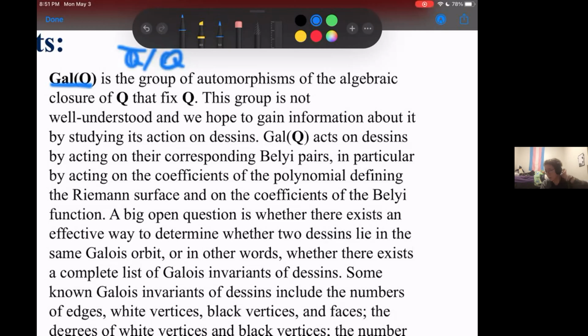Right, and so we still don't really understand this action too well. That's kind of the question: given this action, can we find a complete list of invariants of Dessins? So what are some things that, if we apply these automorphisms to Dessins, have to stay the same?